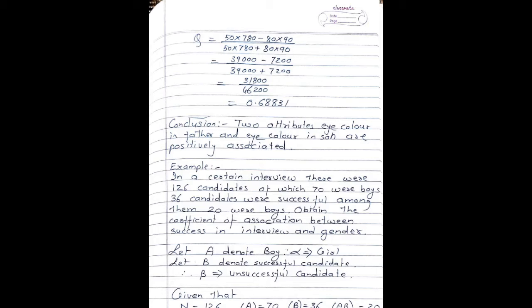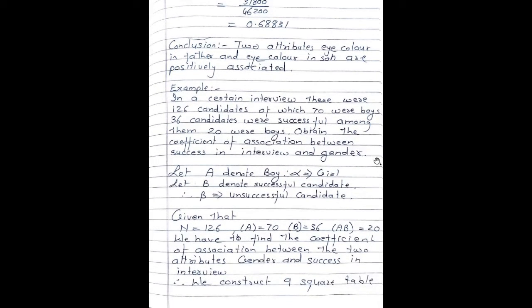Now we will define the attributes. Let A denote boy. Therefore, alpha will be girl. B denotes successful candidate. Therefore, beta will be unsuccessful candidate. From the information given in the word problem, we can recognize that the total number of candidates is 126. So the value of n is equal to 126. Frequency of class A is 70 because 70 were boys. 36 candidates were successful. Therefore, frequency of class B is 36. Among them, 20 were boys. So frequency of class AB is equal to 20.